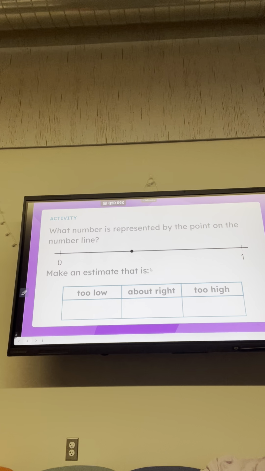Please write your answer in the boxes. Remember, the do now is just a guess. You do not have to be right. You just got to guess. You just got to try. Think about all the stuff we've been talking about with number lines and try your very best. It does not have to be right. It just needs to be a guess.